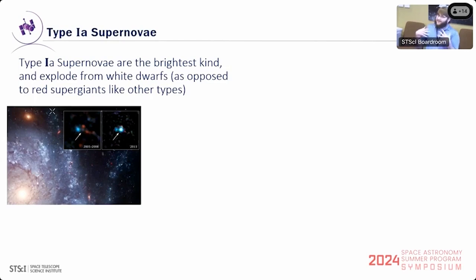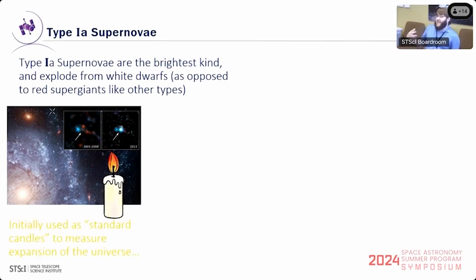So let me back up a little bit here. I've sort of been throwing terms and jargon at you. So supernovae, if you do not know, are the explosions of stars. Type 1a are the brightest kind, exploding from white dwarfs. And type 1a supernovae historically are pretty significant in terms of astronomy.